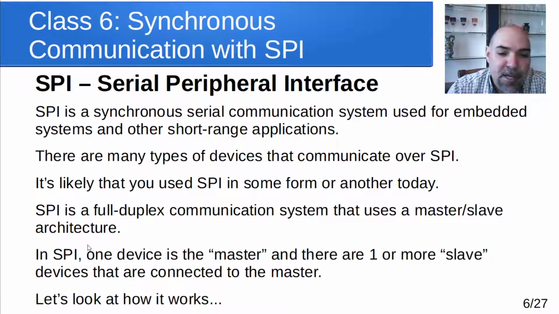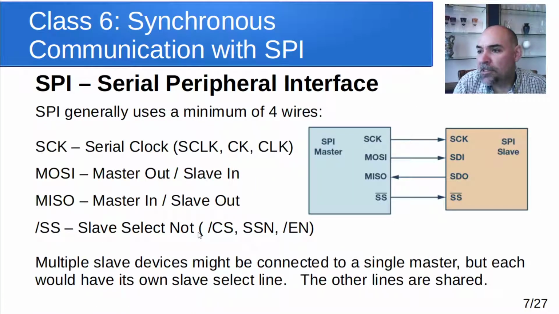And again, in SPI, one device is the master, and then there can be one or more slave devices. There are some SPI systems or variants that have a multi-master configuration, where there are multiple masters that can take on the role of the master, talk to the slaves, and then switch. But for the most part, in most embedded systems like this, one of the devices is the master and the other ones are slave devices. So let's take a look at how it works. Let's look at the wires that are there and how that actually functions.